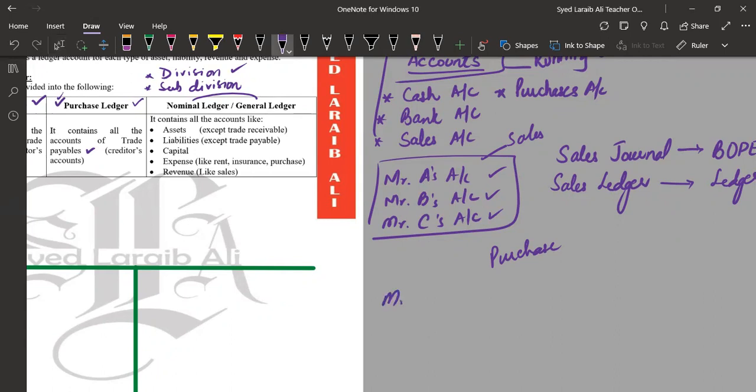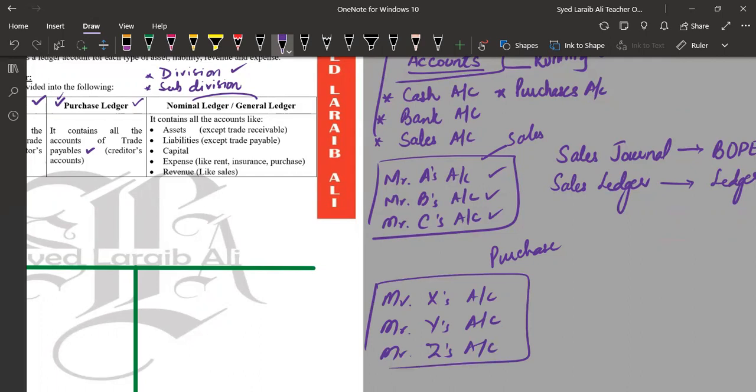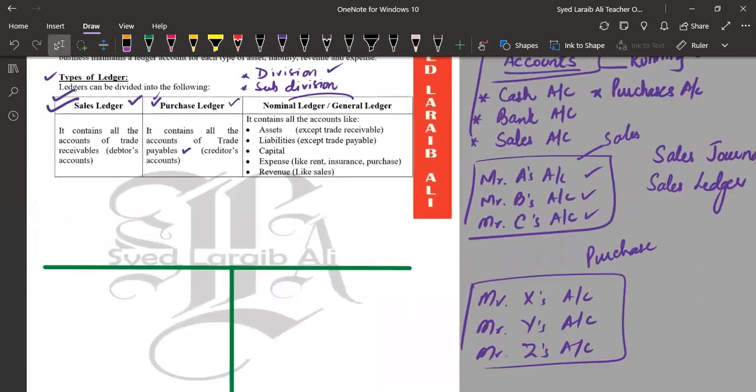So for example, if the business has purchased goods on credit from Mr. X, then Mr. X's account would be maintained. Then from Mr. Y, Mr. Y's account will be maintained. From Mr. Z, Mr. Z's account will be maintained. So a business has to prepare the credit suppliers' accounts in a separate book, so that all the individual suppliers' accounts can be maintained and a business gets to know how much amount has to be paid to Mr. X, Y, or Z. For this, the business has to prepare the purchase ledger account.